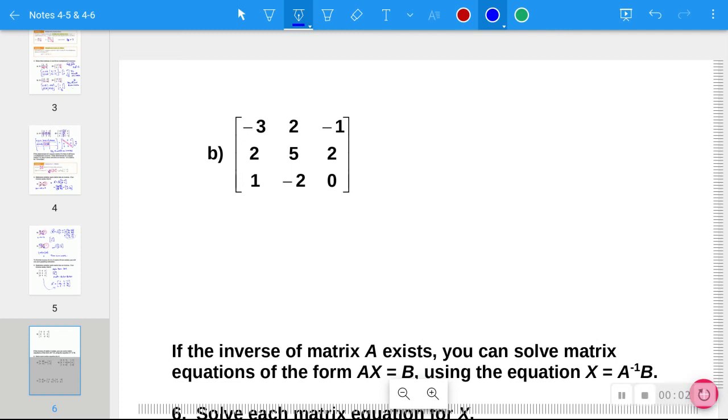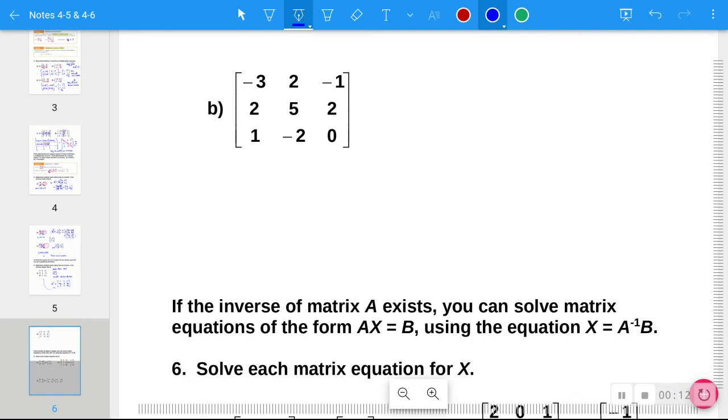Okay, we're on page 6, or the last page of the notes for sections 4.5 and 4.6 in Algebra 2. In this next problem here, we're supposed to find the inverse of this 3 by 3. And fortunately, your process here is really complicated if you do it by hand, so I'm going to let you do it just strictly on your graphing calculator.